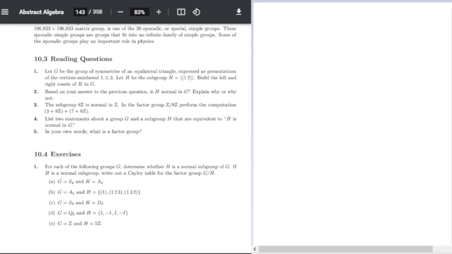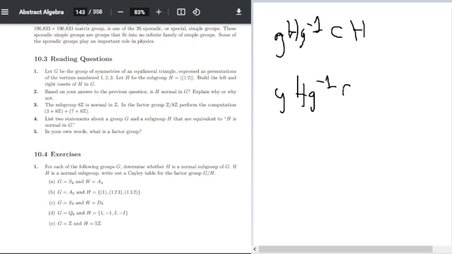Two statements about a group G and a subgroup H that are equivalent to H being normal in G: g H g to the negative 1 is a subset of H, and g H g to the negative 1 is equal to H. Both are statements that are equivalent to gH equals Hg.